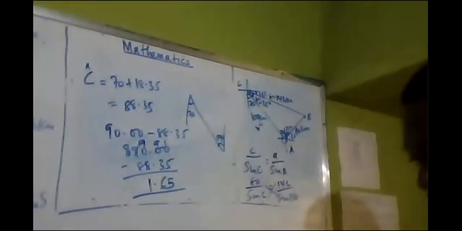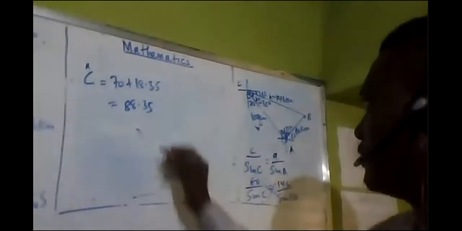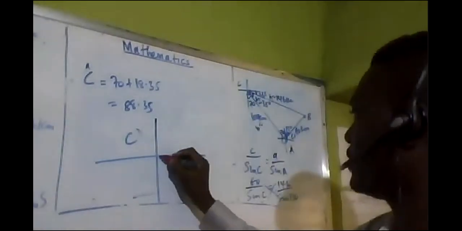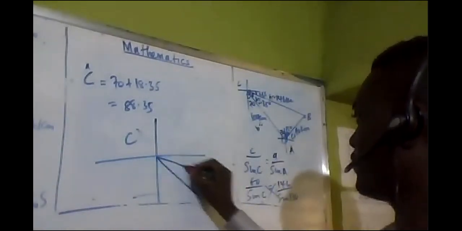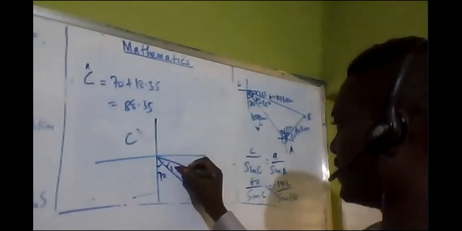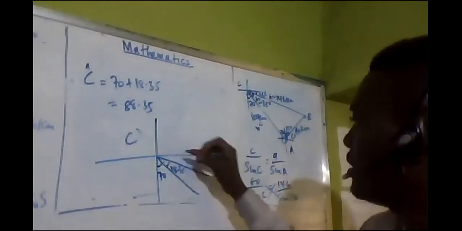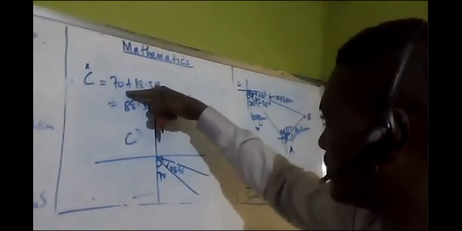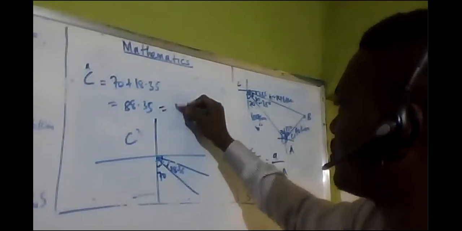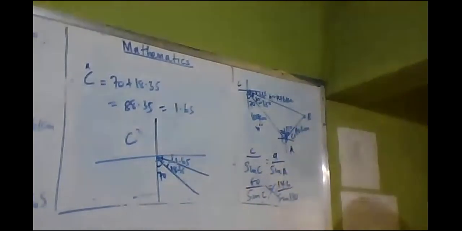So we can actually now get the bearing. This is the diagram. This is the bearing of B from C. This is what we've gotten already. This is a triangle. This part is 70. This part is 18.35, which we got using the sine rule. Now everything here is 90. We subtracted from 90 and we got 1.65. So it's very easy now to get the right answer.